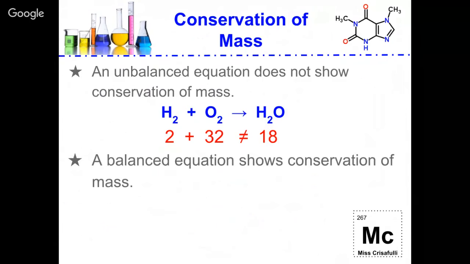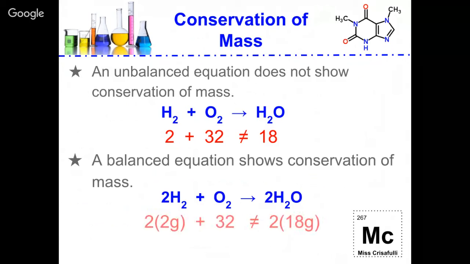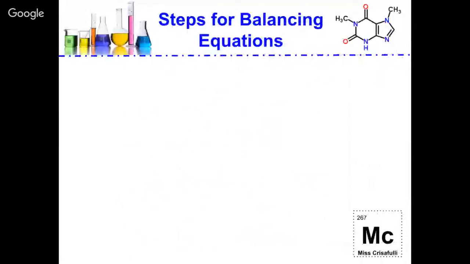If we balance the equation, however, that is, put coefficients in front of our formulas or compounds in our equation, that will show that we conserve mass. So let's do that. If we have 2 hydrogen, 1 oxygen, and 2 waters, and we look at the masses now, they do equal each other, which is 36 grams each. That shows the law of conservation of mass. So in order to do that in everyday scenarios, we have to balance our chemical equations.